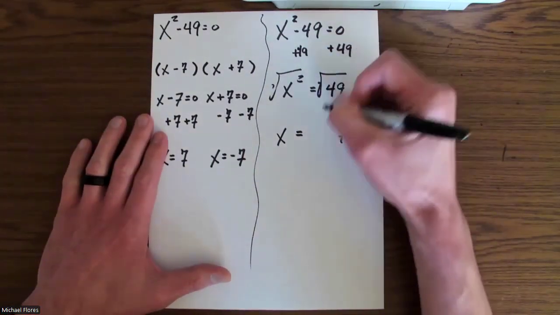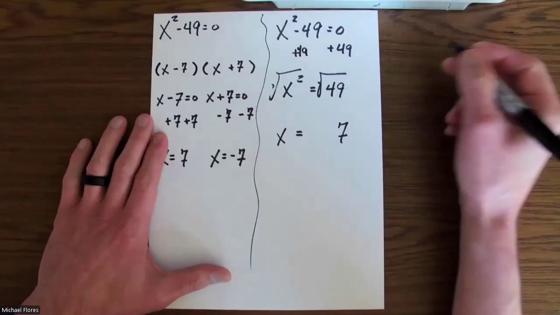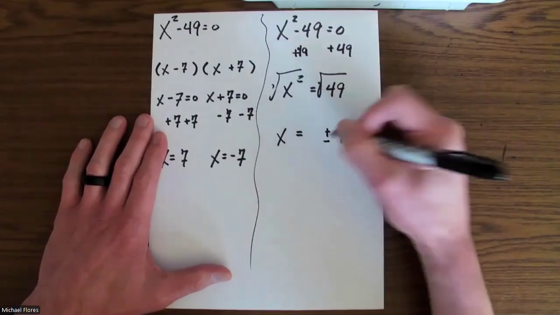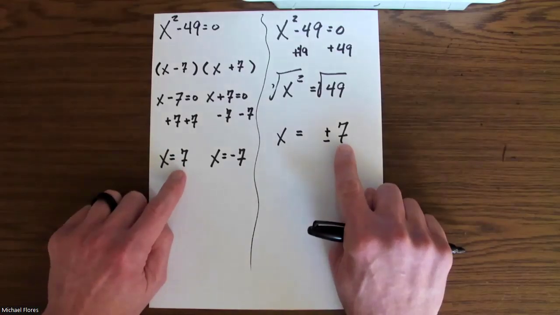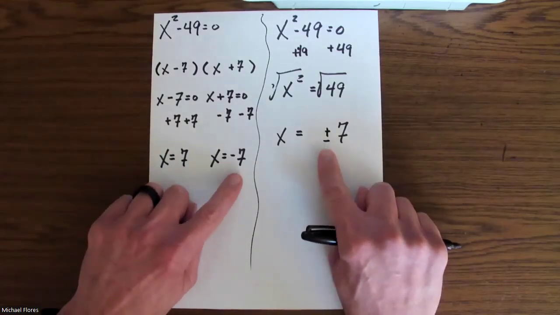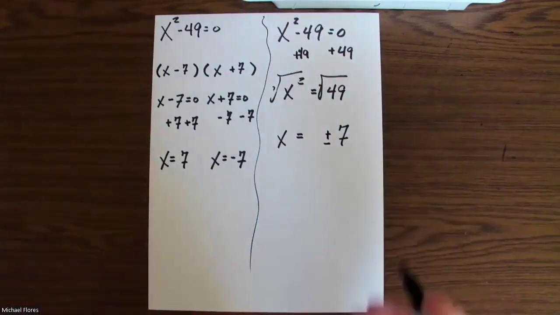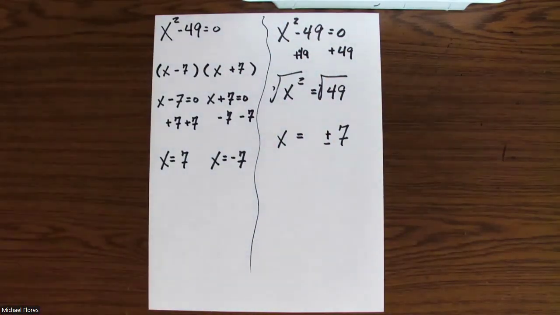So anytime you take the square root of a number and you're solving using the square root method, put a plus or minus in front of the result. See, it makes sense. One of our answers is positive 7, and the other answer is negative 7. There's the square root method. Move on to slide 2.